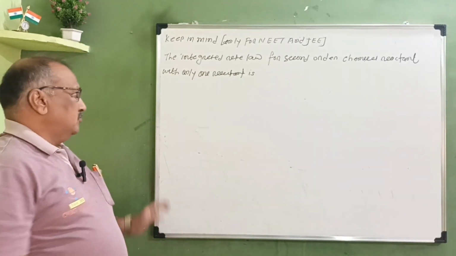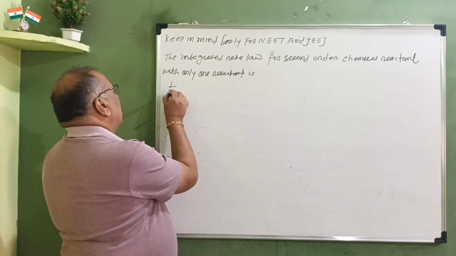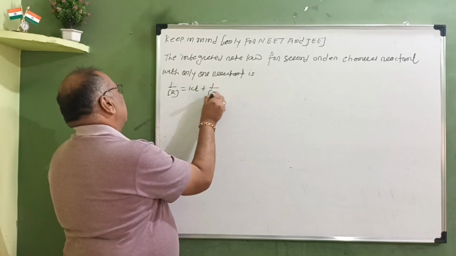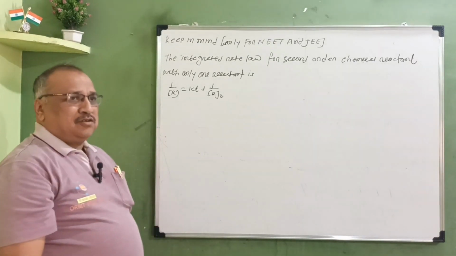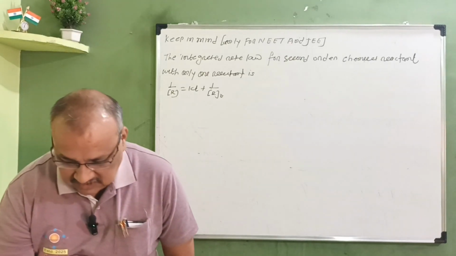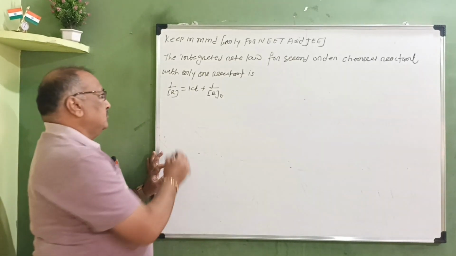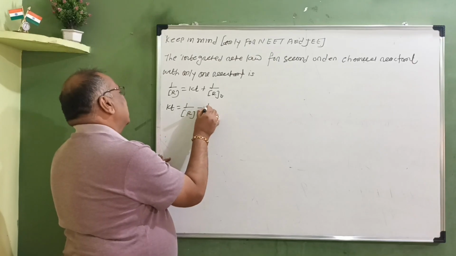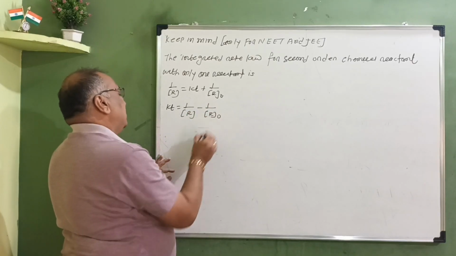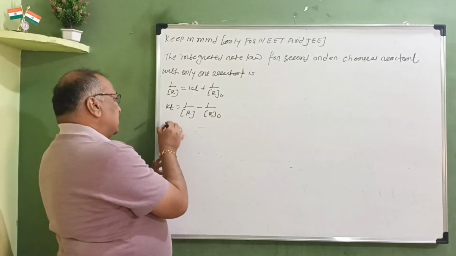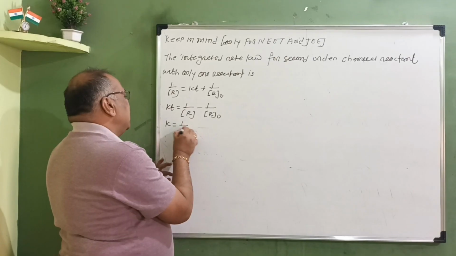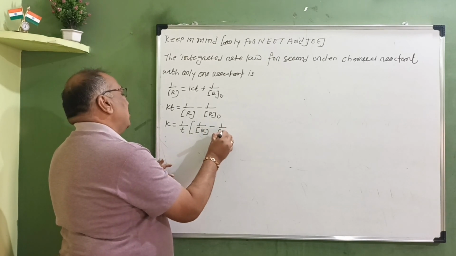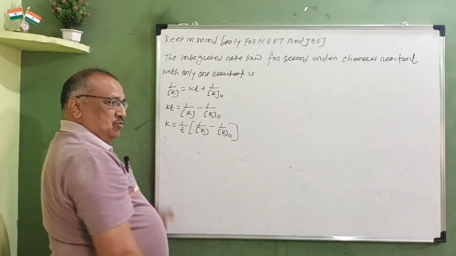1 upon concentration of R is equal to Kt plus 1 upon concentration of R0, that is Kt is equal to 1 upon concentration of R minus 1 upon concentration of R0. That means here K equal to 1 upon t in bracket 1 upon concentration of R minus 1 upon concentration of R0.